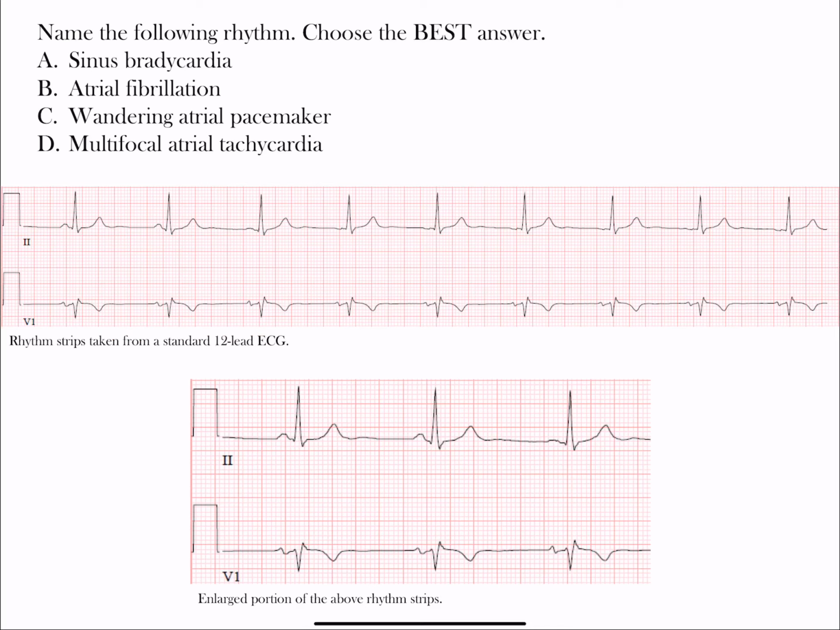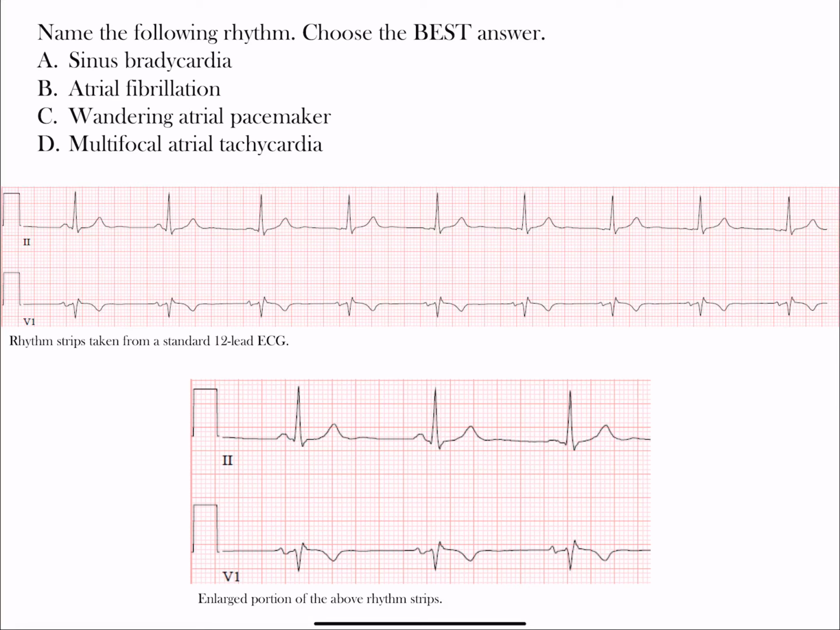Welcome to the next rhythm challenge. So here we have 4 different options and we have our rhythm strips in front of us. Again, you want to name the following rhythm, choosing the best of these 4 answers. The choices are A, sinus bradycardia, B, atrial fibrillation, C, wandering atrial pacemaker, or D, multifocal atrial tachycardia.